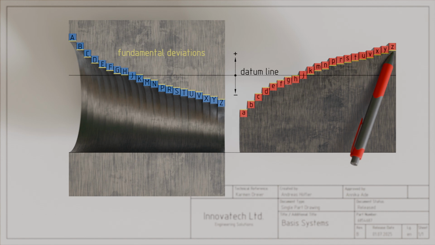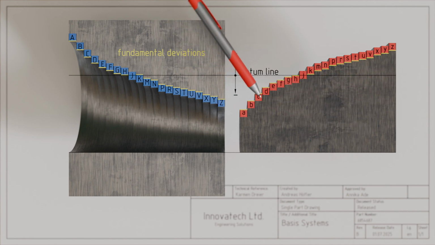In this case, for the tolerance zones A to H, the upper deviation corresponds to the fundamental deviation. For the tolerance zones K to Z, the lower deviation again represents the fundamental deviation. In this sense, the fundamental deviations of the tolerance zones of holes and shafts are essentially mirrored at the datum line.